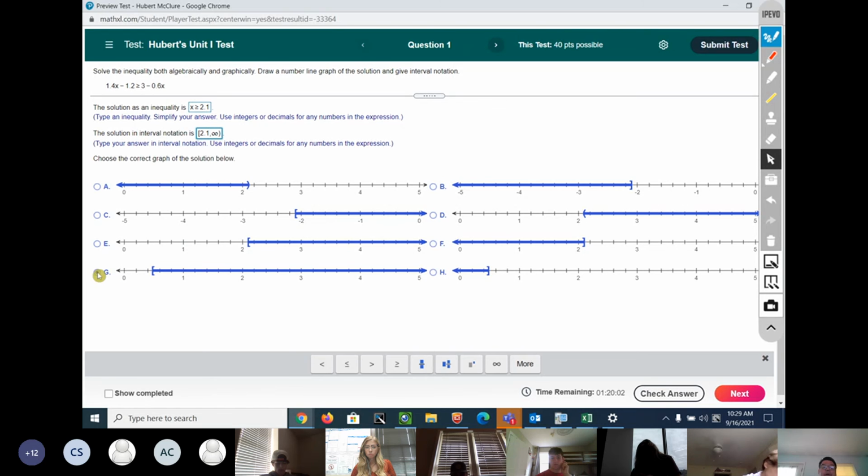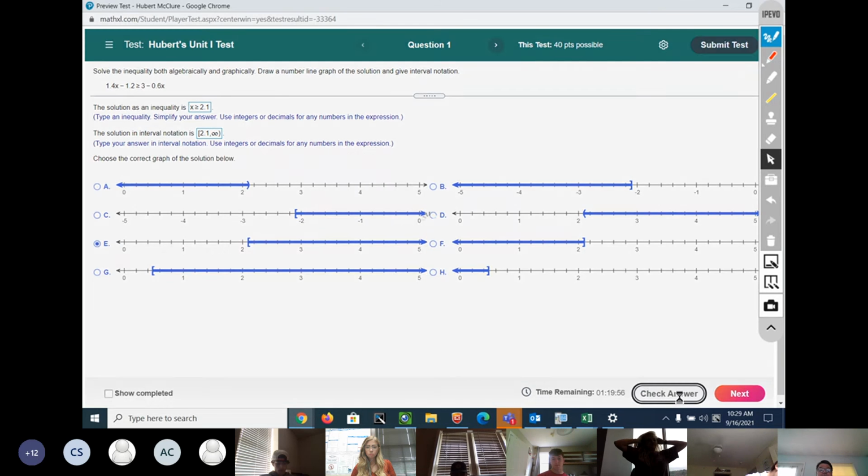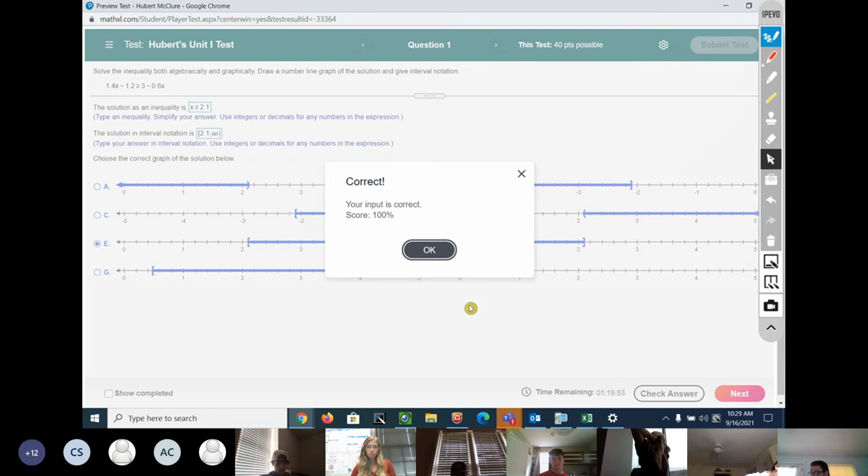And 2.1 is not G, but E is an echo. Now let's see. That looks better, Hubert. You suck. Let's go to the next one. Sorry about that.